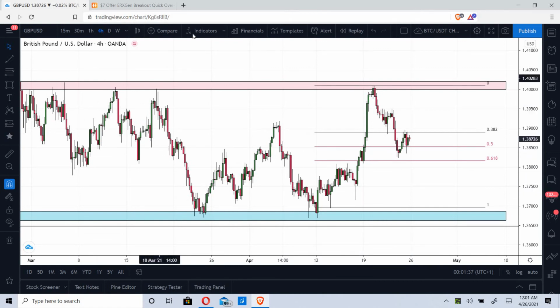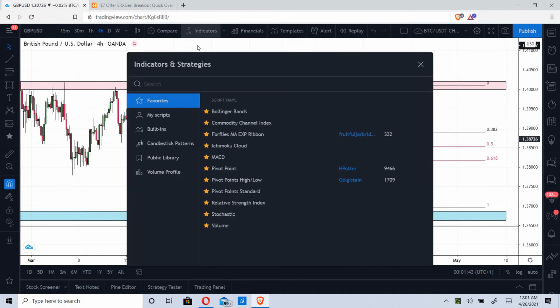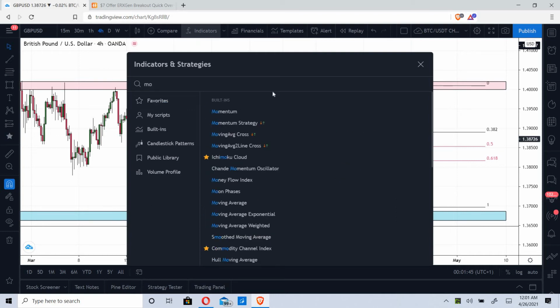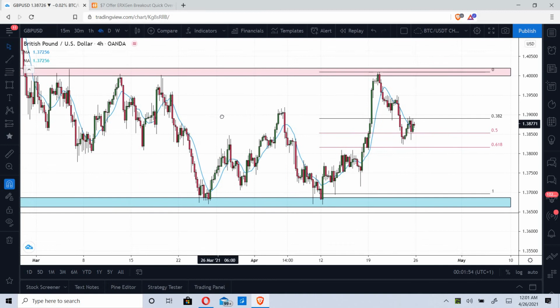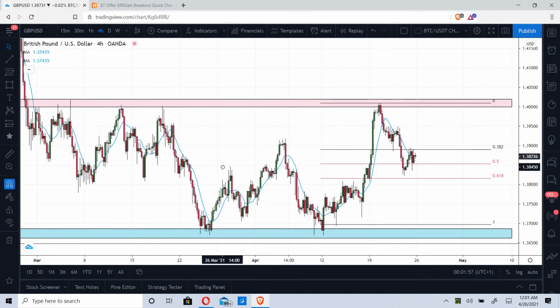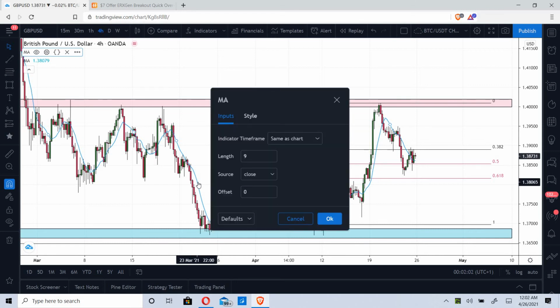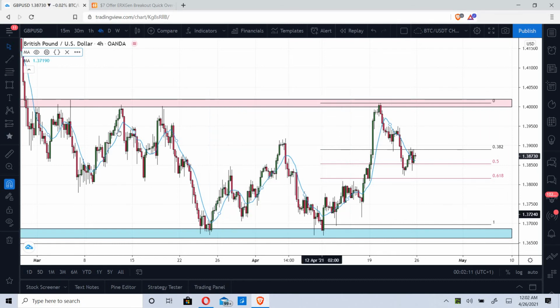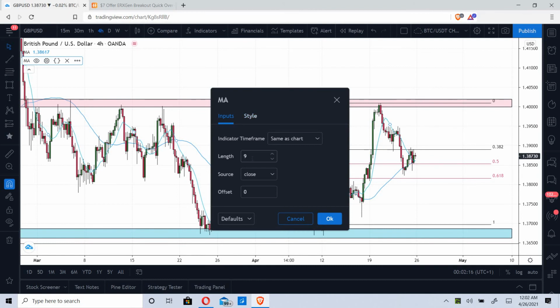So let us introduce our two simple moving averages. Let's bring up our moving average 1 and moving average 2. Now let's configure these moving averages. This first one, let's configure to be our 50 moving average. This other one, we can make our 200 moving average.